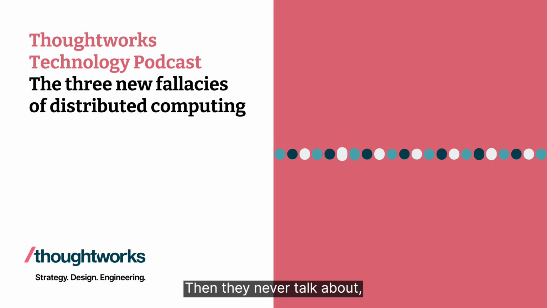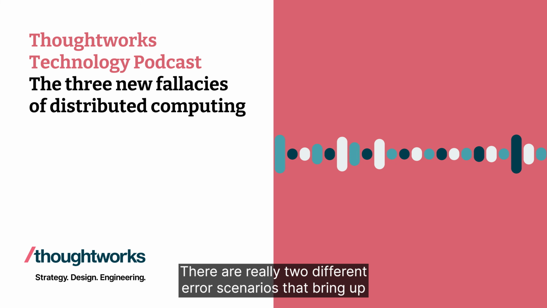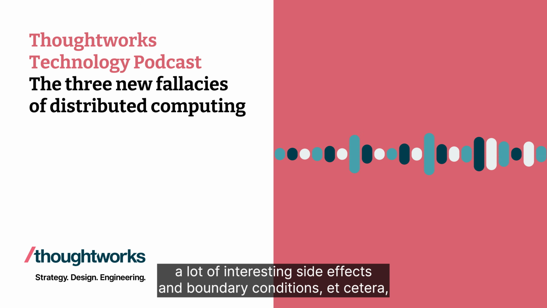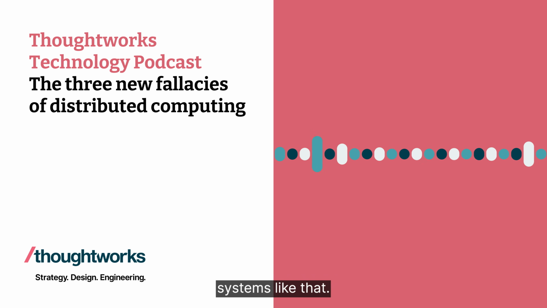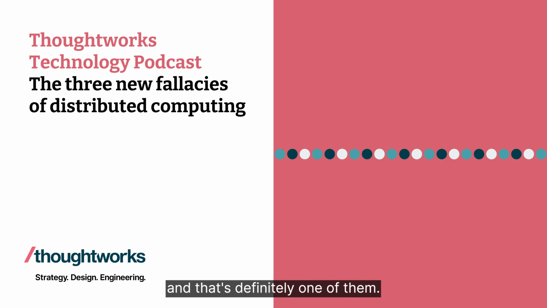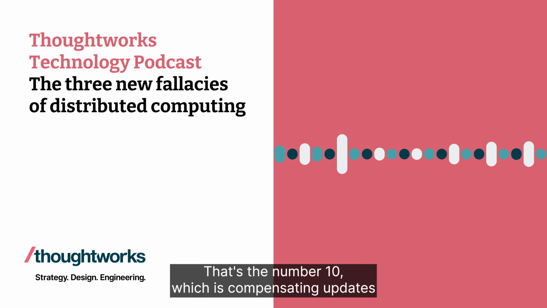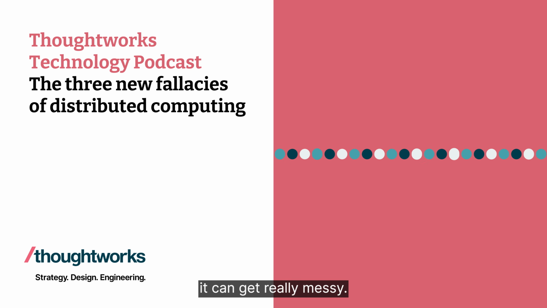But then they never talk about, well, what if the compensating update fails? And so there are really 2 different error scenarios that bring up a lot of interesting side effects and boundary conditions, et cetera, that you have to take into account when you build systems like that. So we don't like those sort of magic wands that sweep complex things under a rug, and that's definitely one of them. But that's number 10, which is compensating updates always work, because they don't, and when they don't, it can get really messy.